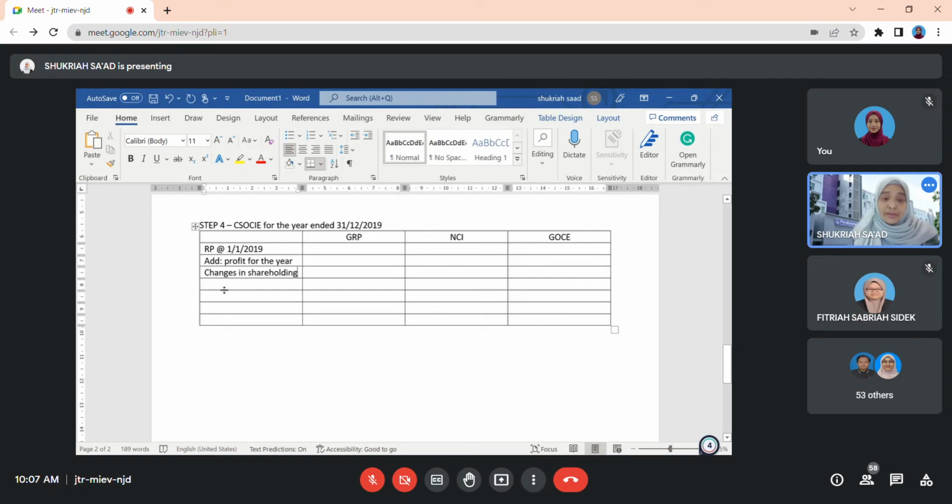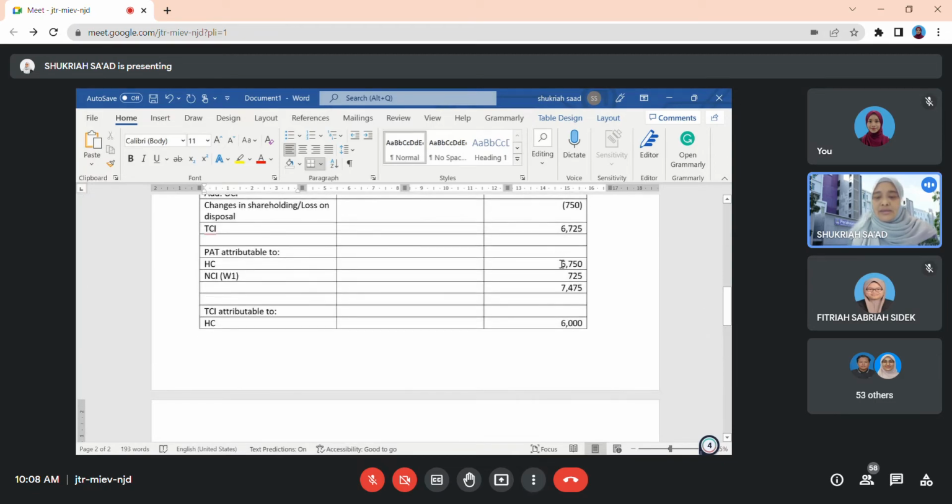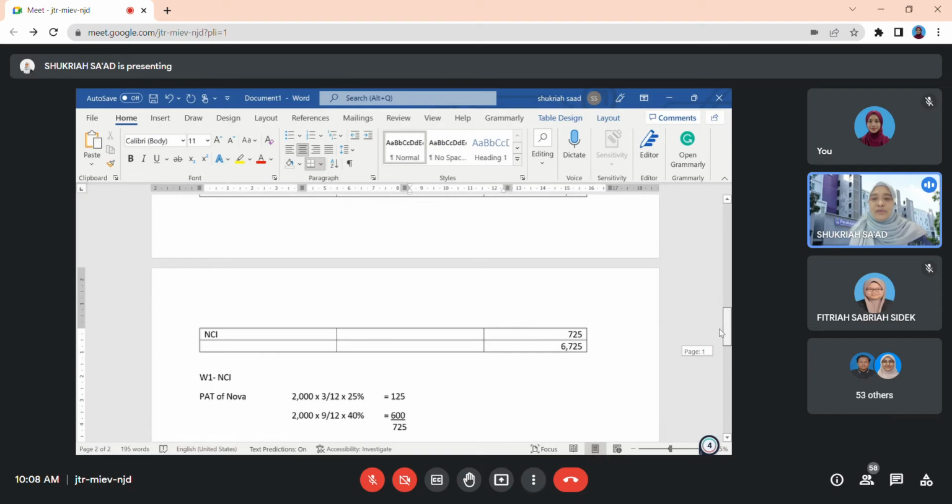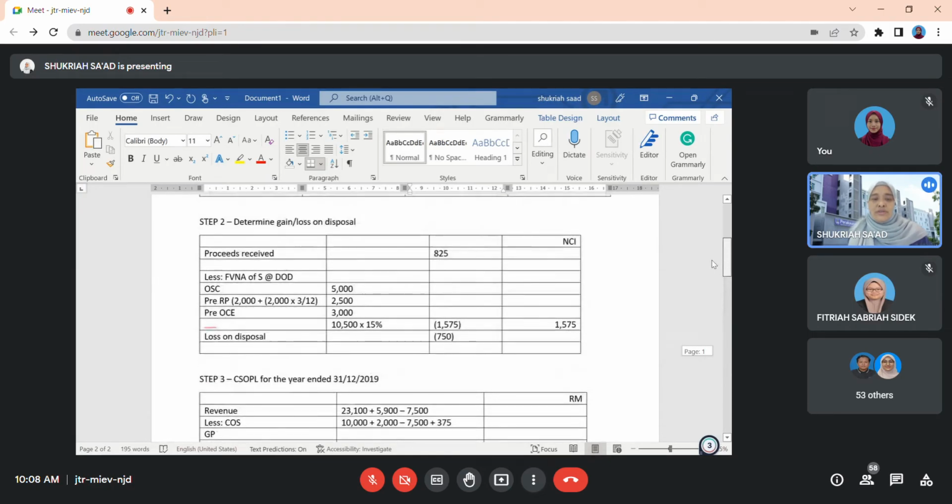Then next kita akan end up dengan retain profit because we don't have information on dividend. So kita akan end up dengan retain profit end of the year. So this one will be working one. Kita transfer dahulu yang ada kat sini. Yang ni 6750 dengan 725. Changes in shareholding, kita pun transfer. Go to step number 2.